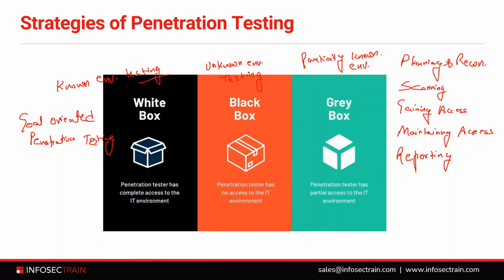Now, goal-oriented penetration testing is a type of pen testing where it is defined what your goal is. So let's say I'm saying that your goal is to steal the credit card details of the customers of a web application. Let's say Amazon, I'm giving you that you have to try to find a vulnerability through which you can get the credit card details of the customers, right? So that is called goal oriented penetration testing.